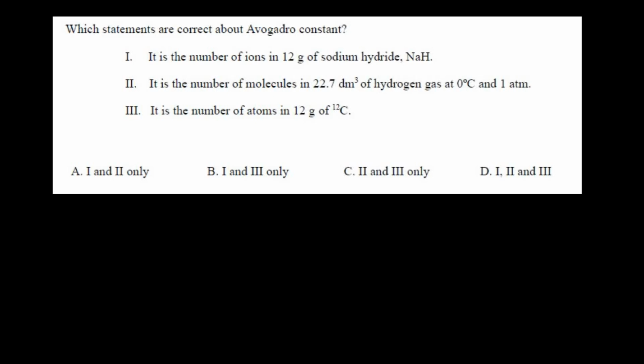So the question is, which statements are correct about Avogadro's constant? First, it is a number of ions in 12 gram of sodium hydride. So sodium hydride, NaH. So how many ions are there? If sodium hydride dissociates, it will give me sodium ion and hydride ion. So 1 mole of sodium hydride will give me 1 mole of sodium ion and 1 mole of hydride ion.